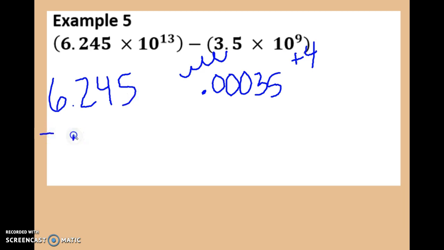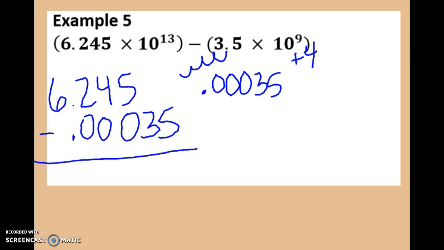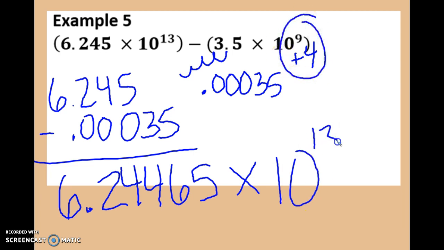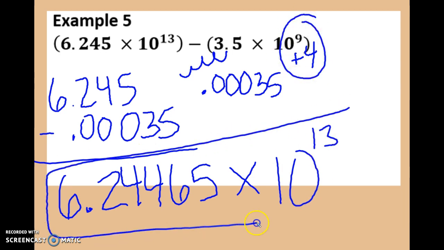So 6.245 minus 0.00035. Go ahead and subtract. When you subtract, you should get an answer of 6.24465. And then it would be times 10. After you added 4 here, you had an exponent of 13.